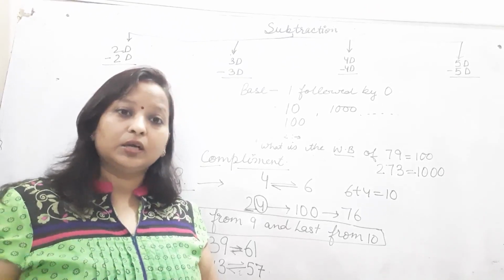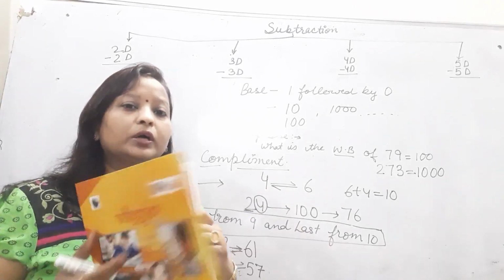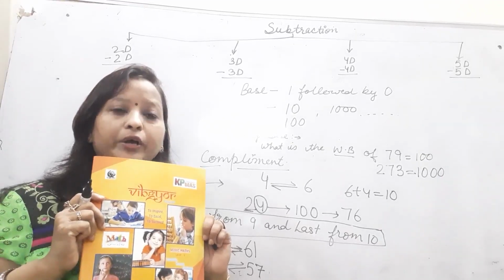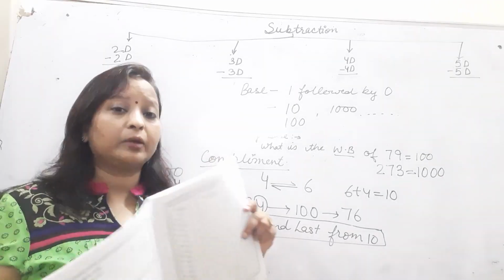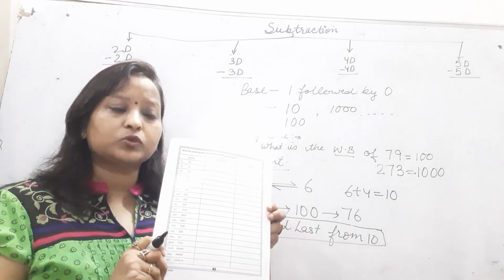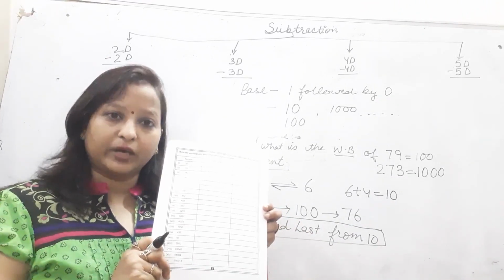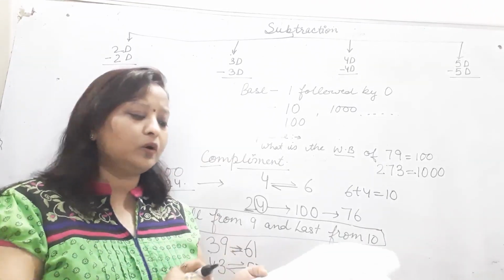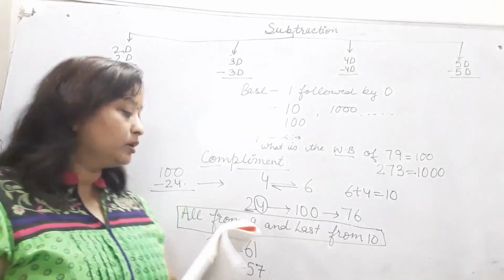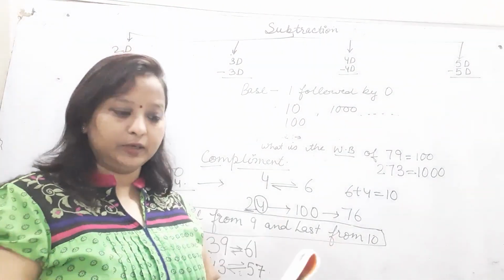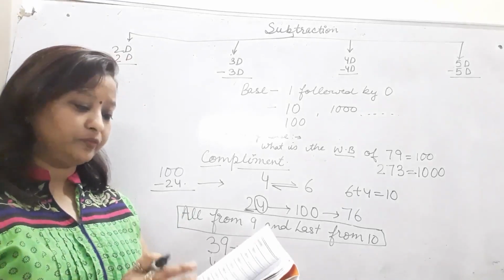Is it clear? Yes, I am showing your book. This is Vedic level 1, which I will explain according to the page number. Now I am on page number 4, then page number 5, which is also the same. You have to write working base. Working base means number of digits should be equal to number of 0. Then you have to write the complement through all from 9 and last from 10. It is clear? Page number 5.